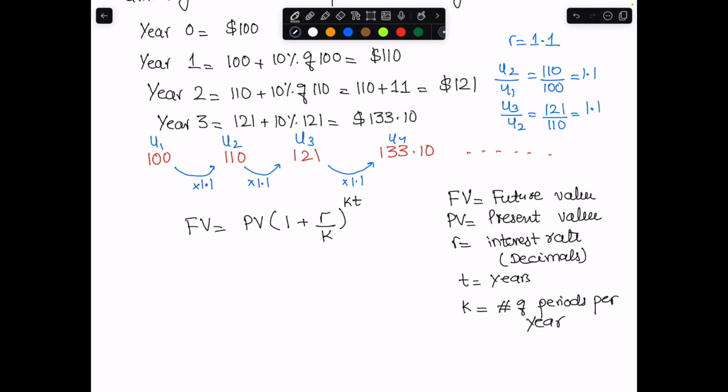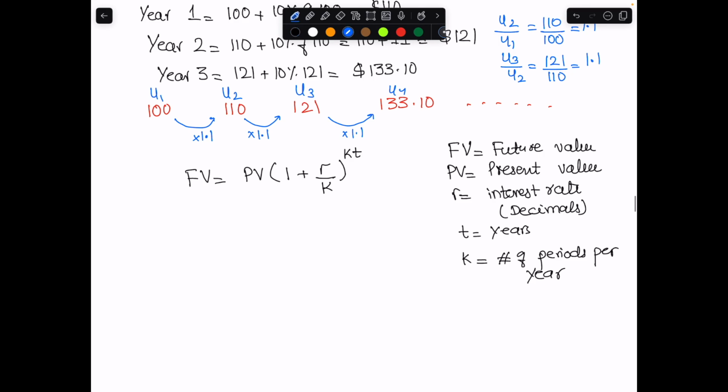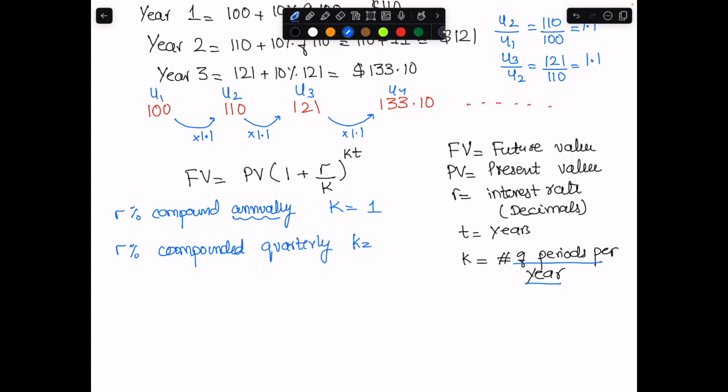Sometimes banks or investment firms compound the interest at different intervals. Some do it annually, some quarterly, some monthly, and so on. How will we incorporate that? Let's say a bank says your investment will be compounded annually. Then k is the number of periods per year. There is 1 period in a year because it's annual, so k will be 1. Now let's say your investment would be compounded quarterly. Here the k value changes. The k value would be 4, because there are 4 quarters in 1 year.